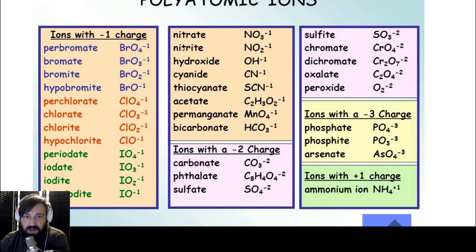What else? Nitrate, nitrite. These guys are going to be very common. Hydroxide is going to be another very common one. Hydroxide you can remember because hydro, it has a hydrogen, and oxide is an oxygen. And it's an ide, so it's a 1 minus. There we go. Cyanide is CN. Cyan, like it has a C and an N in it, so it's a CN.